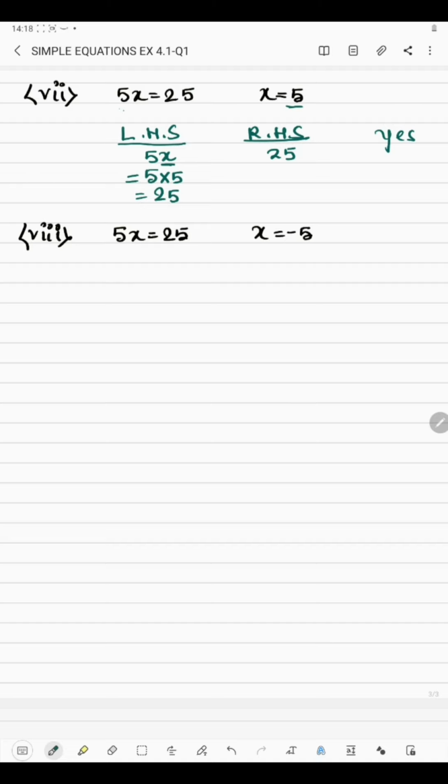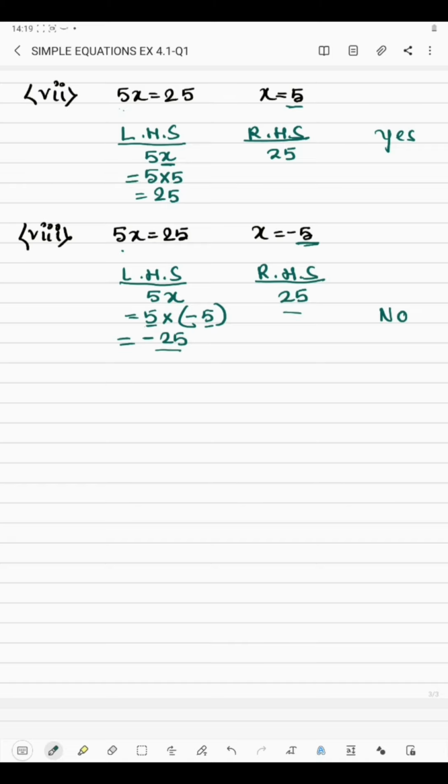Now in the eighth part we have the same equation, 5x is equal to 25. So on the left hand side we'll write 5x, and here the value of x is minus 5, so always put the minus sign within the bracket. Okay, now at first we will multiply these two. 5 5s are 25, and since it is with a negative sign, it will be negative. And on the right hand side we have 25.